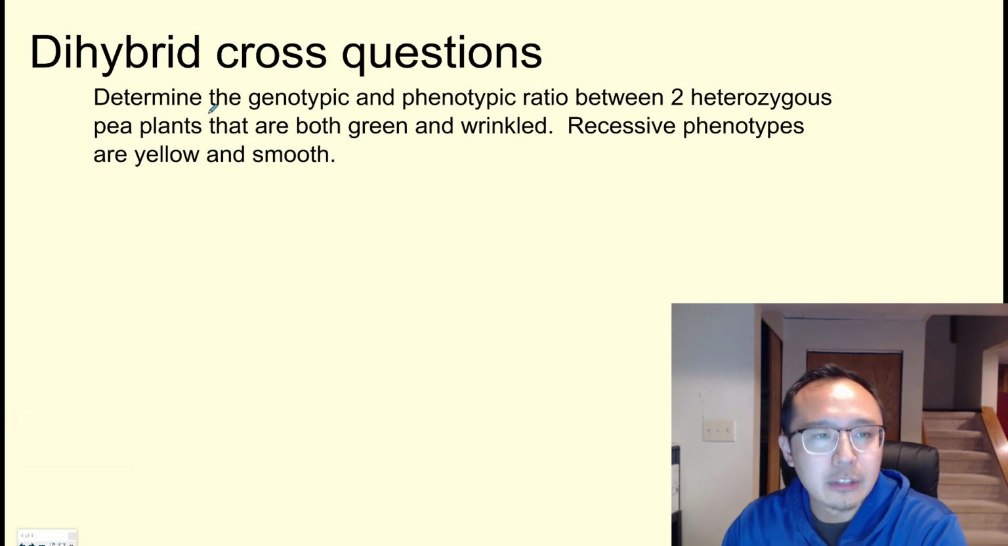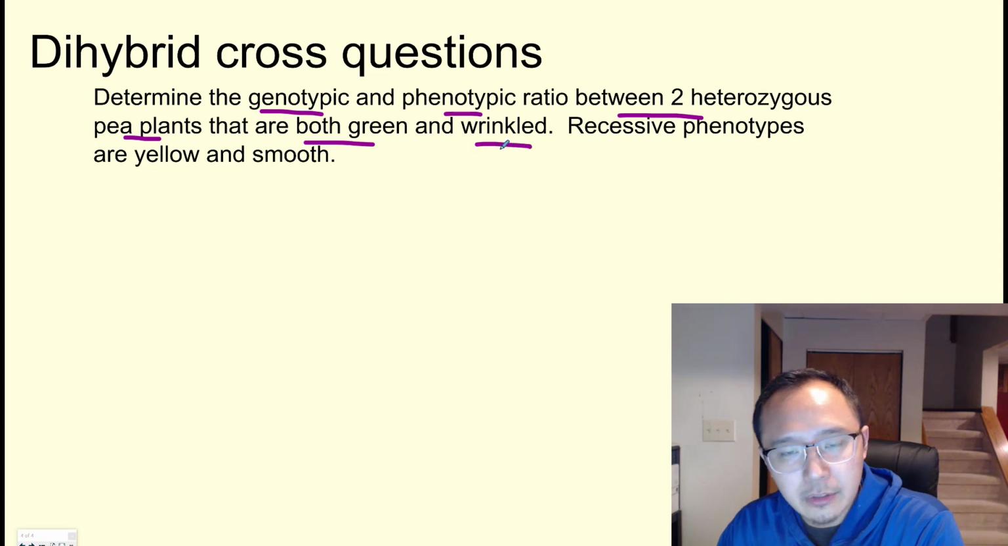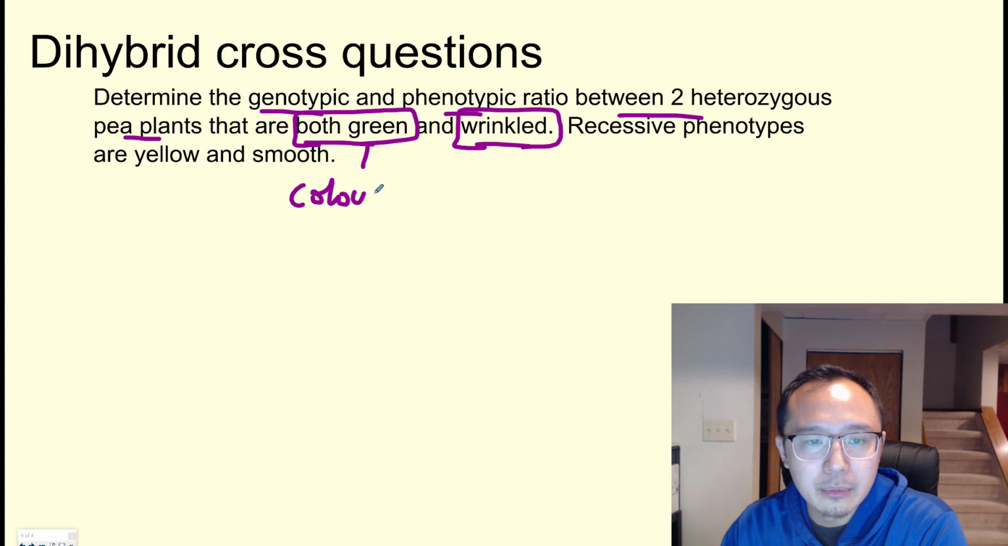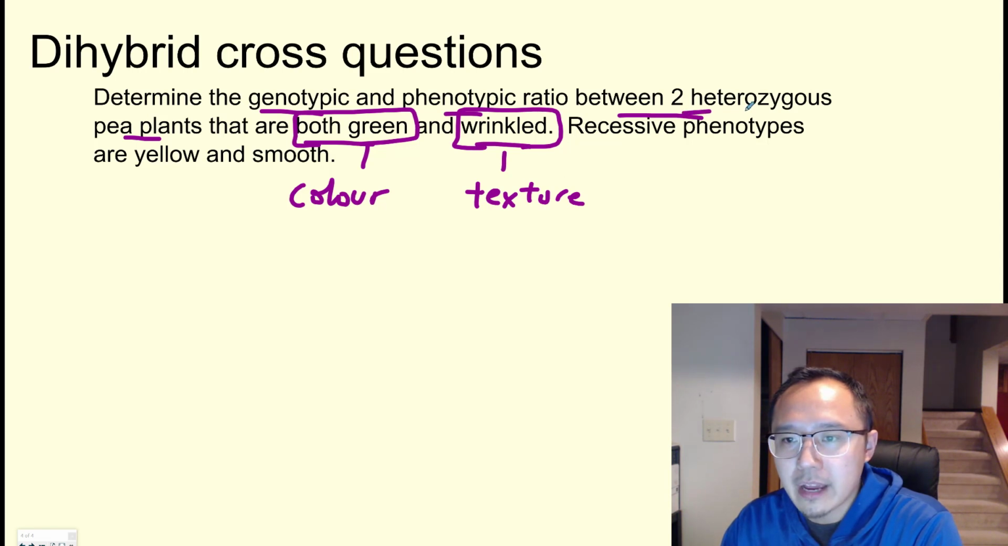Determine the genotypic and phenotypic ratio between two heterozygous pea plants that are both green and wrinkled. So you notice that there are two different kinds of phenotypes. You have your wrinkled, green, and both of them are two different allele pairs, because this one is for color and the other one is for texture. So these are two different things. And you know that both of these ones are heterozygous.